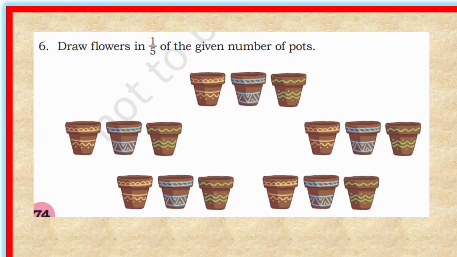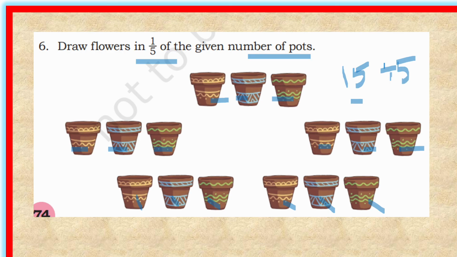Draw flowers in 1/5 of the given number of pots. See here, total how many pots are there? See 1, 2, 3, 4, 5, 6, 7, 8, 9, 10, 11, 12, 13, 14, 15. Total 15 pots. We have to draw flowers in 1/5 of 15 pots. What is 1/5 of 15? That is 15 divided by 5. 15 divided by 5 is equal to 3.